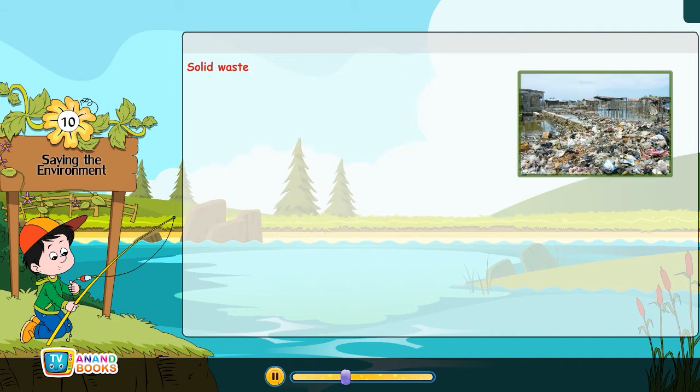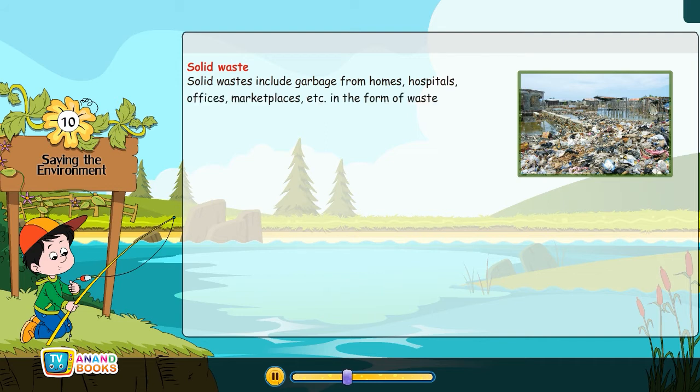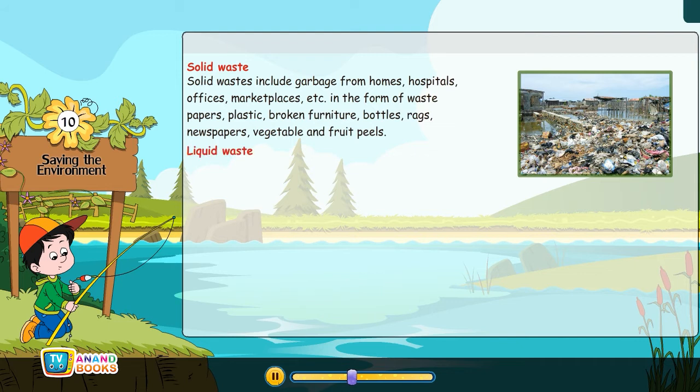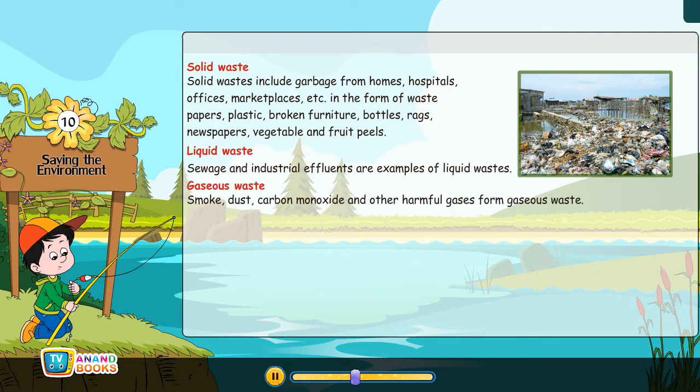Solid waste. Solid wastes include garbage from homes, hospitals, offices, marketplaces, etc., in the form of waste papers, plastic, broken furniture, bottles, rags, newspapers, vegetables, and fruit peels. Liquid waste. Sewage and industrial effluents are examples of liquid wastes. Gaseous waste. Smoke, dust, carbon monoxide, and other harmful gases form gaseous waste.